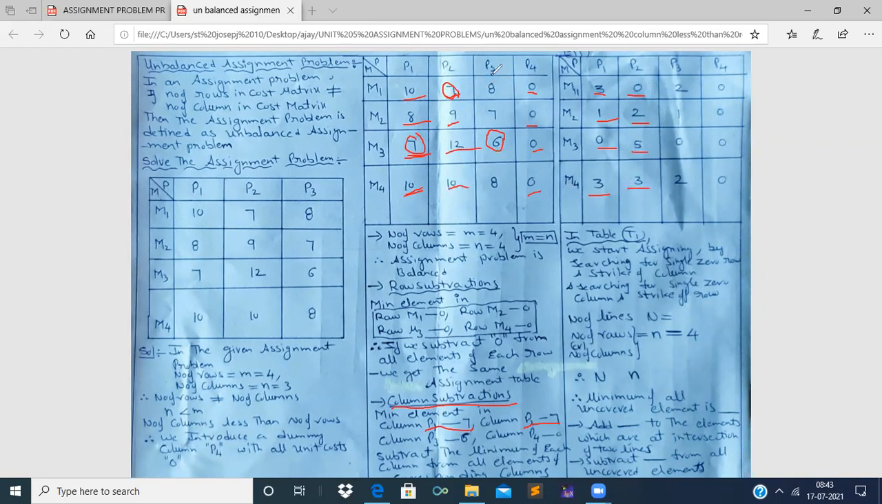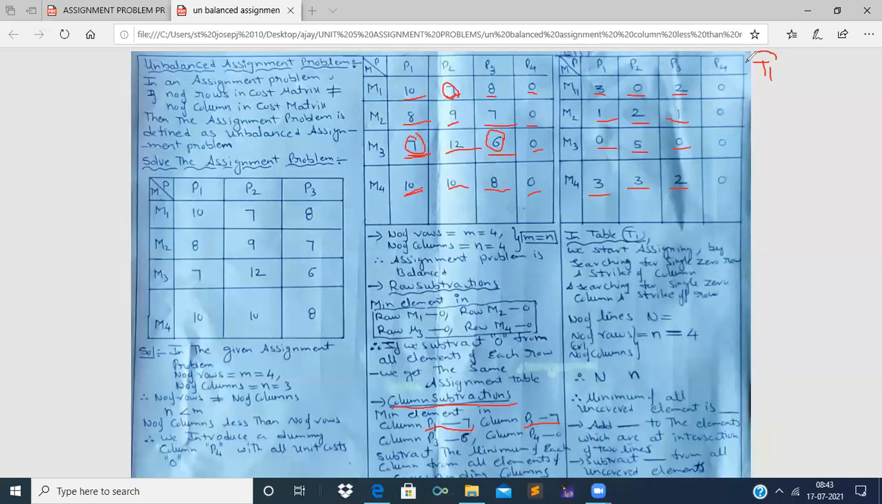And let us proceed to the third column subtractions. In the third column, the minimum element is 6. Therefore, 8 minus 6 is 2, 7 minus 6 is 1, 6 minus 6 is 0, and 8 minus 6 is 2, right? So the third column subtractions are finished. Now, if we subtract 0 from all these zeros, we get again a 0 column. So this P4 is a 0 column, right? So it is table T1.